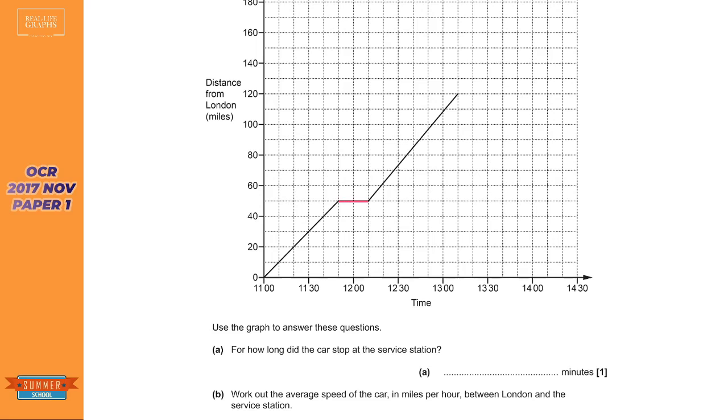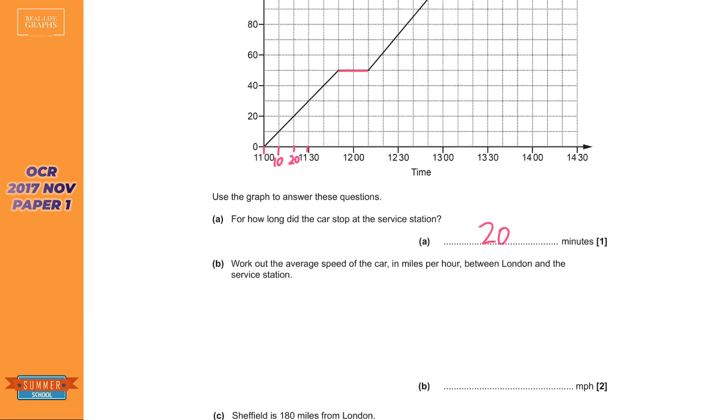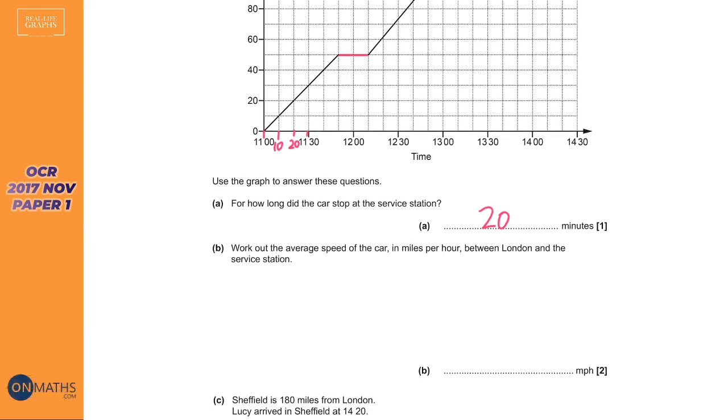So we need to look at the scale at the bottom, and if we look at 11 o'clock, and then we've got kind of 3 jumps to 11:30. So that's going to be 10 past, 20 past, and then half past. So they're going up in 10 minutes, and that horizontal line is 2 of those squares, so that would be 20 minutes.